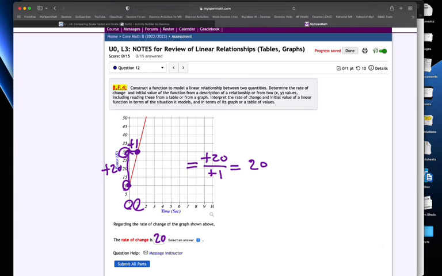So we know our rate of change is +20, and from there, we would need to look at our axes for the units. So it's always this unit per whatever this unit is talking about right there. So in this case, it would be 20 newtons per second.